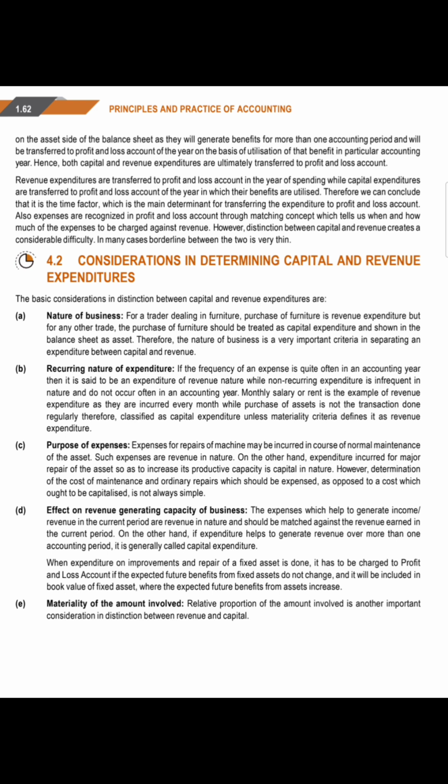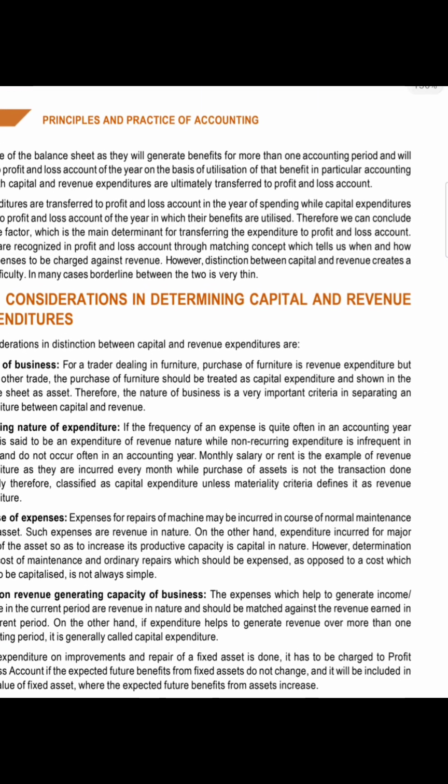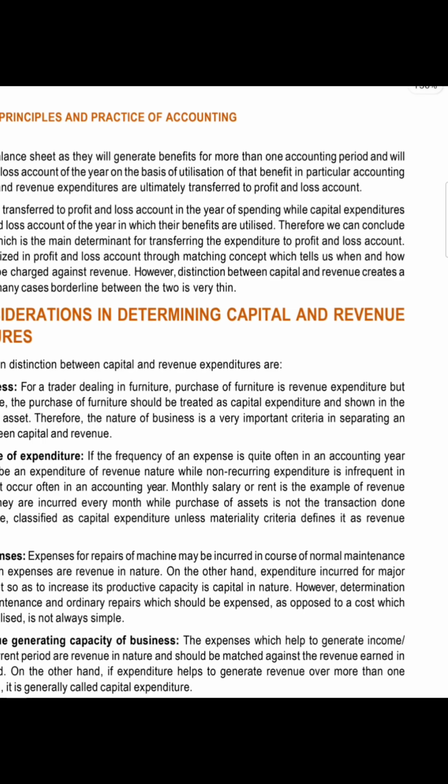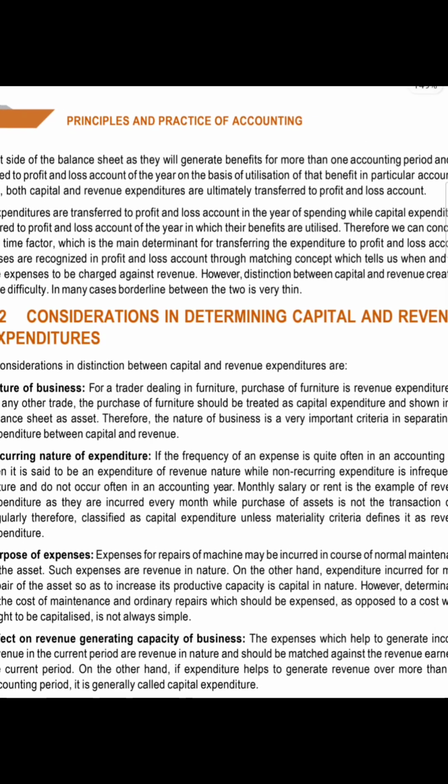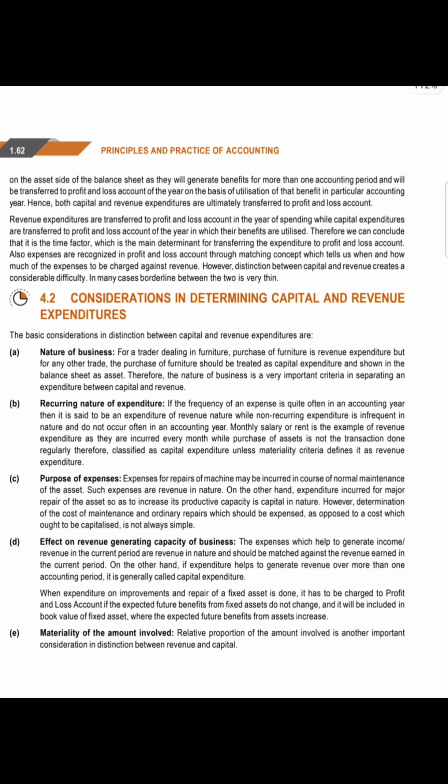So here we can conclude that whatever the capital expenditure is, it will be transferred to the profit and loss account periodically, with some amount transferred every year. Revenue expenditures are transferred immediately to the profit and loss account whenever they are incurred. Capital expenditures are transferred to the profit and loss account in the year in which the benefits are actually utilized.